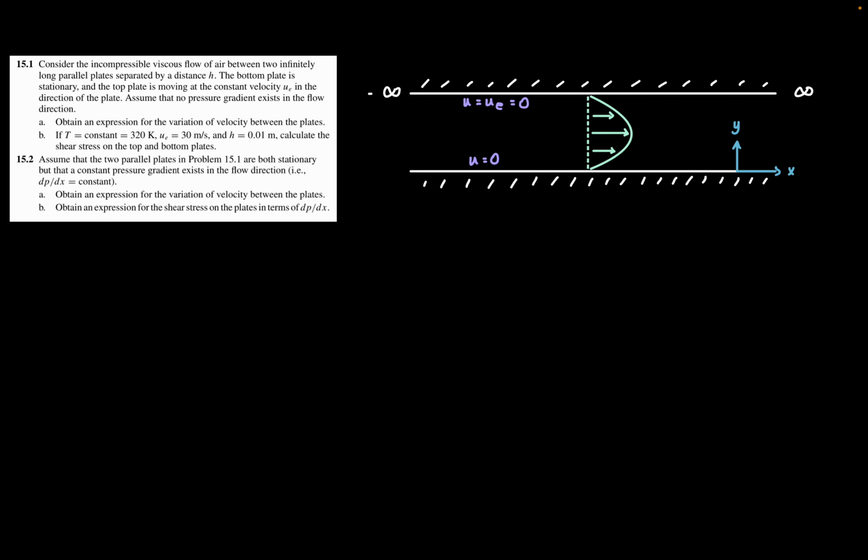But now for this problem, what we want to do is build off of that, and instead we want to say that both the top and the bottom plates have a 0 velocity for the flow, and there will be a pressure gradient that exists in the flow. So off to the right here, we can actually see what this will look like. It'll be kind of a parabolic shape, and we'll also see this by working out part A for finding the expression for the variation of velocity between the plates. So let's get started working on that.